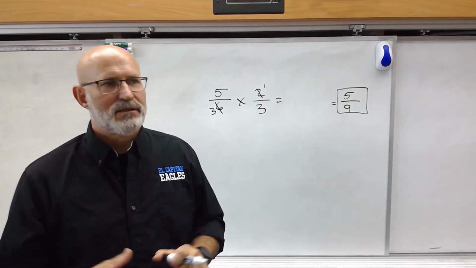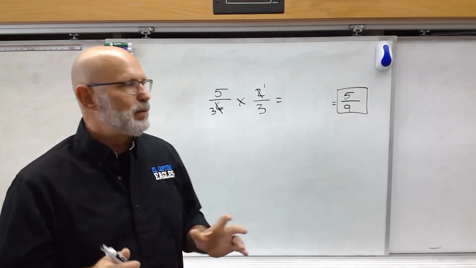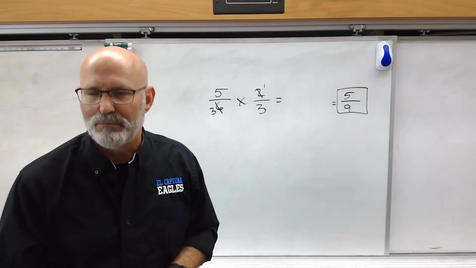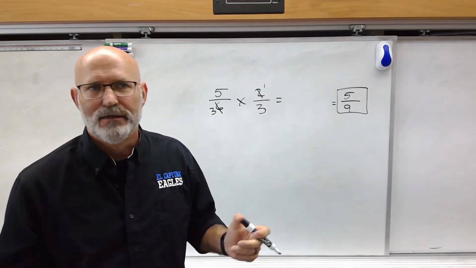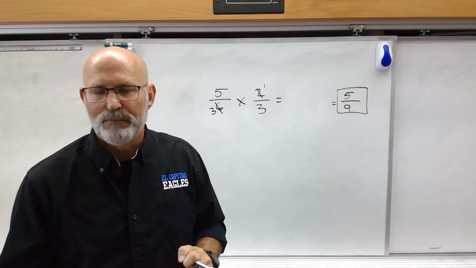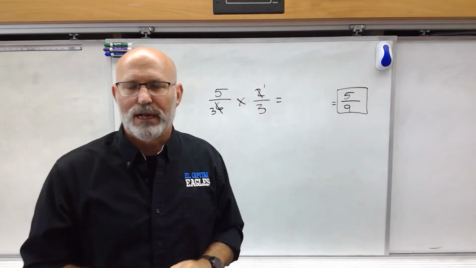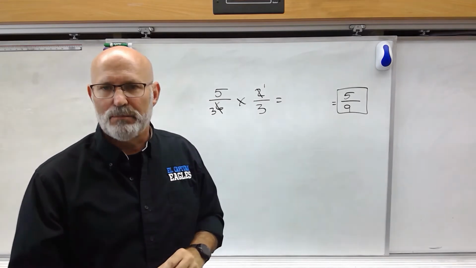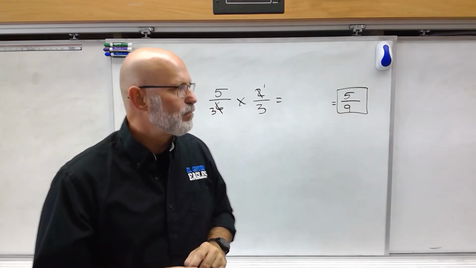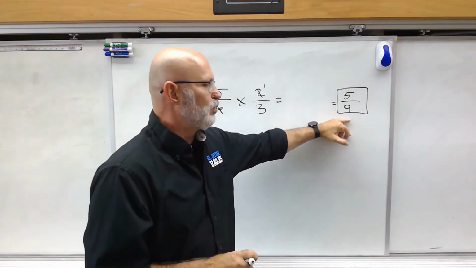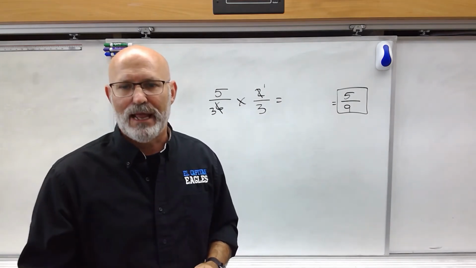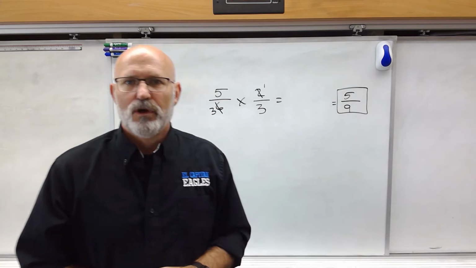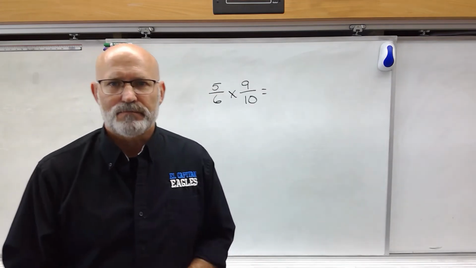Oftentimes that's a better way to do things, especially when you have big numbers. Let's say I've got 27 and I'm multiplying 27 by 14. I don't want to have to sit there and work out the math. So if I can, I might want to cross cancel those bigger numbers in order to get my answer without having to do a lot of math either in my head or having to write it down. Okay, so let's look at another one.